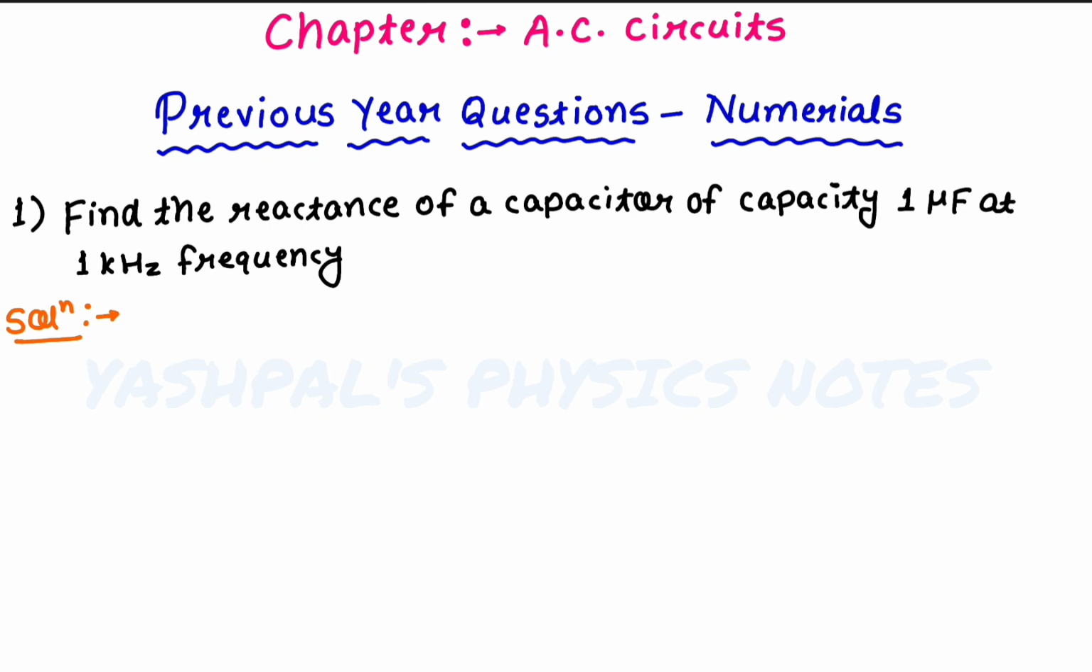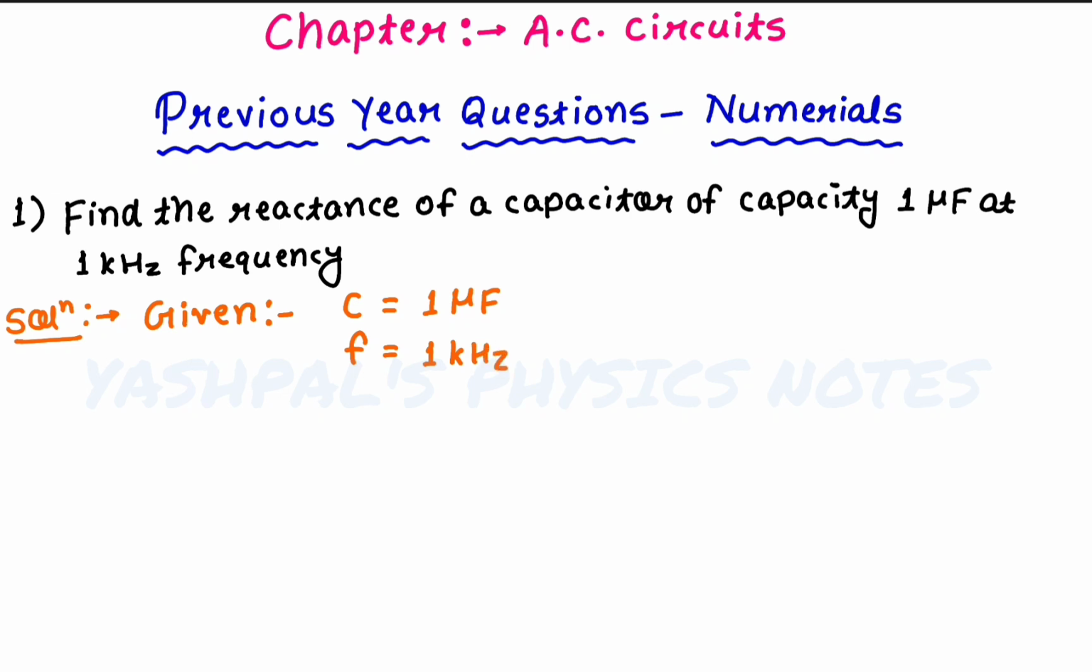Find the reactance of a capacitor of capacity 1 microfarad at 1 kilohertz frequency. So first of all, write the given data. So what is given? It is given that capacitance is equal to 1 microfarad. Also, it is given that frequency is equal to 1 kilohertz.